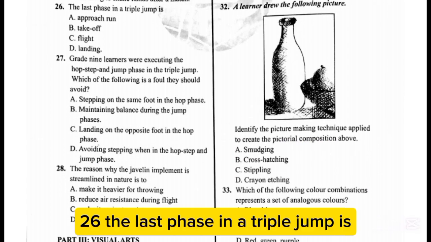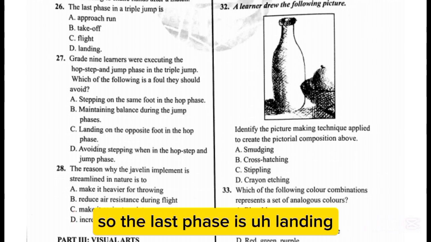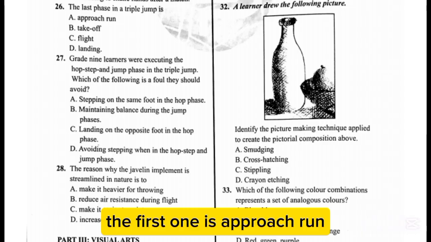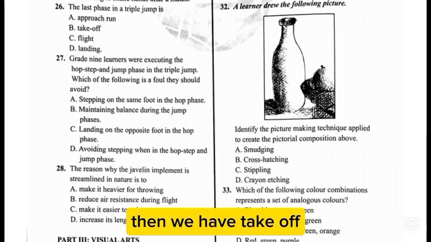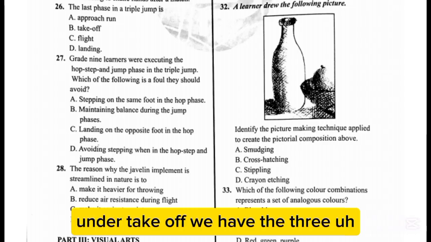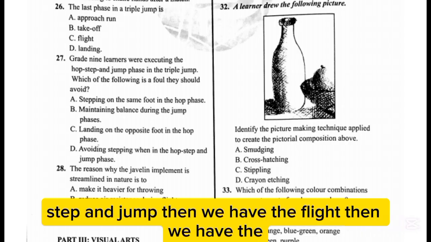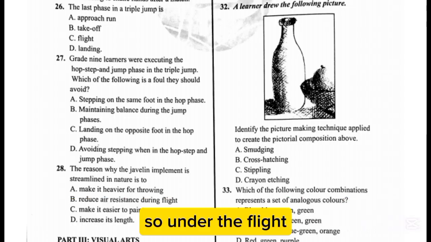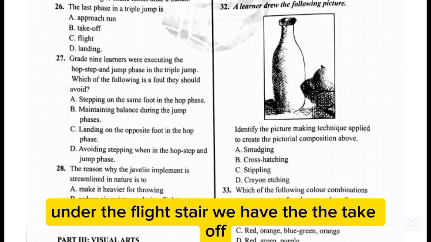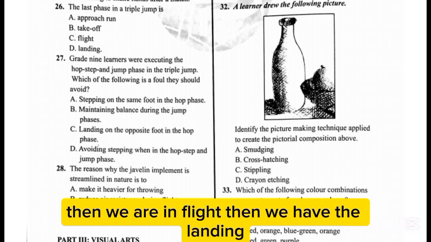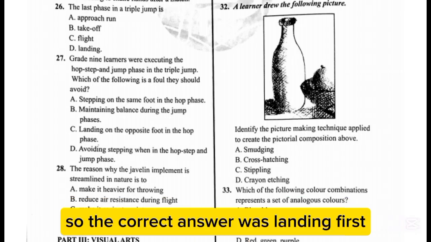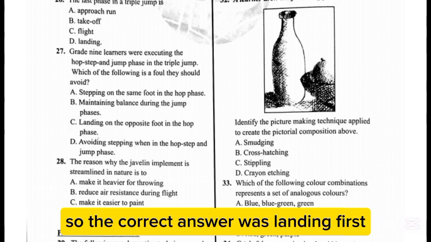26. The last phase in a triple jump is, so the last phase is landing. The first one is approach run. Then we have takeoff. Under takeoff, we have the three phases where we have the hop, step, and jump. Then we have the flight. Under the flight is where we have the takeoff, then we are in flight, then we have the landing. So the correct answer was landing phase.